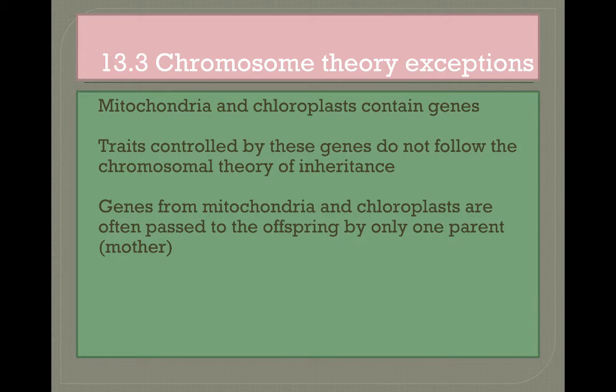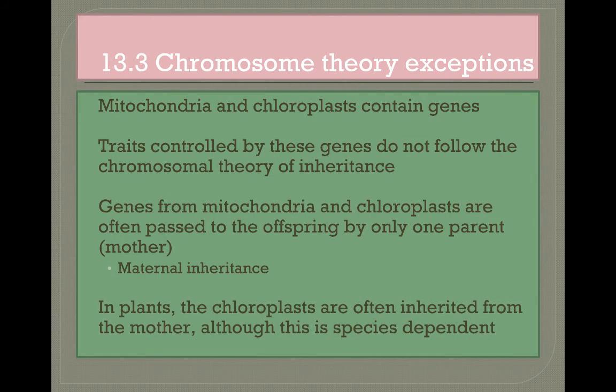They just get passed to the offspring, typically by just one parent, and that typically is the mother, although there has been some new research out on that. But for now, we'll stick with what we know, which is that mitochondrial DNA is a maternal inheritance. So no matter if you're male or female, if you isolate your mitochondria and study the DNA, it is your mother's maternal line. In plants, chloroplasts are often inherited from the female plant, but that's also very species dependent.